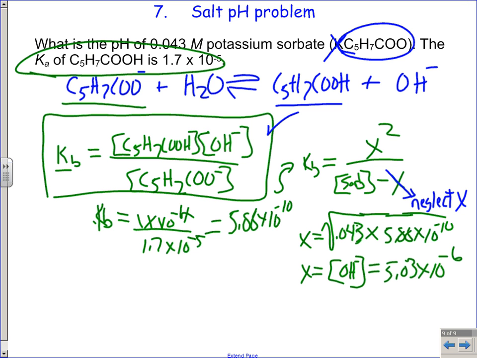Now, at this point, and this is something you need to do every single time you calculate an x, you need to check your percent ionization. So if you divide this thing by our original concentration, which was 0.043, and multiply by 100, does this equal less than 5%? Because remember, if this was more than 5% ionization or dissociation, neglect x is not valid. And you'd have to use either the quadratic or successive approximations at this point. But in this particular case, you're going to get a very small number. So we're well below the 5% mark.